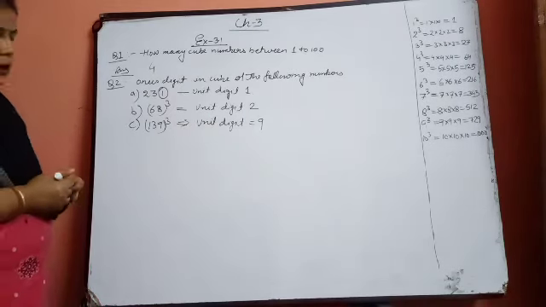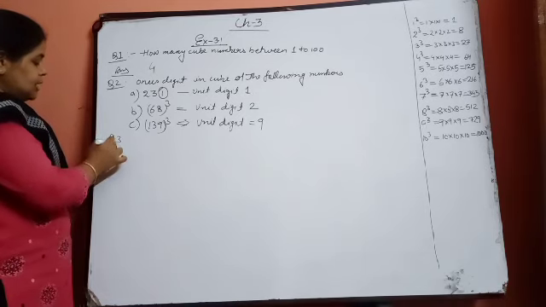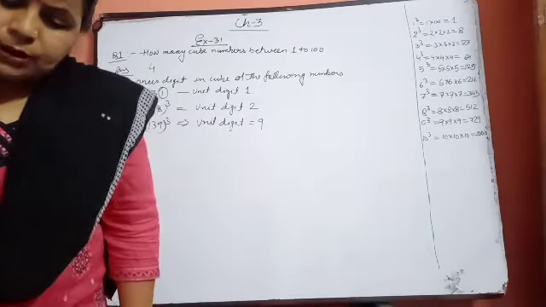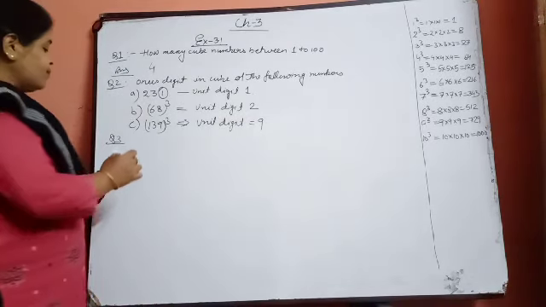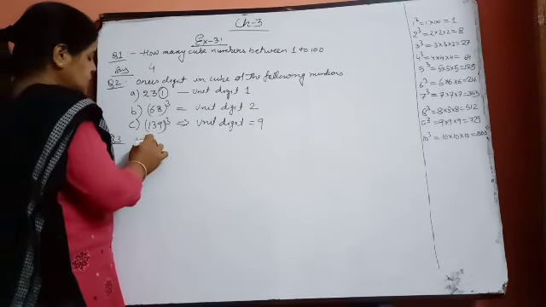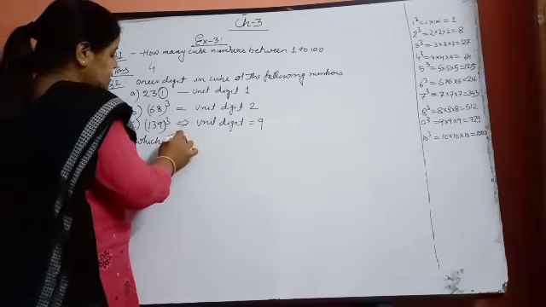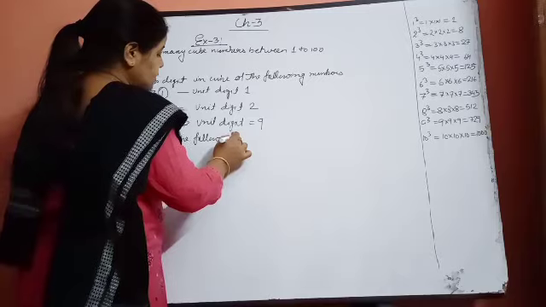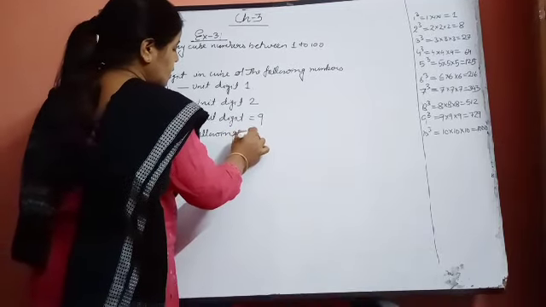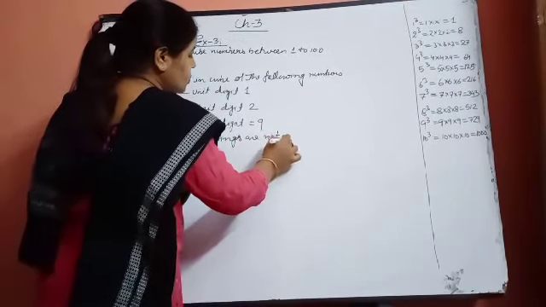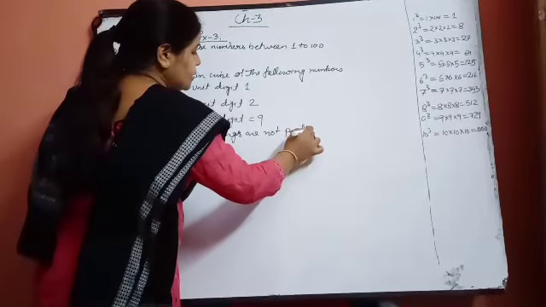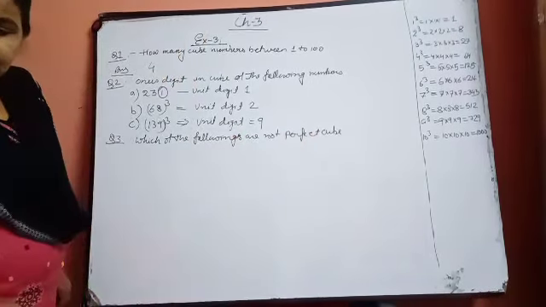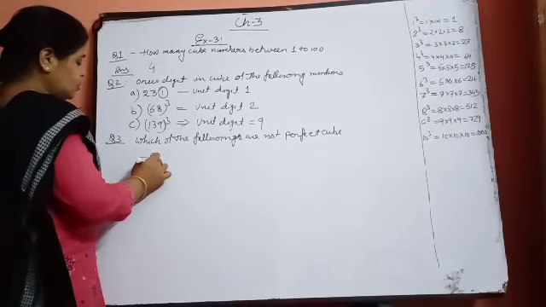Now question number three. Which of the following numbers are not perfect cubes? The first one is 512.